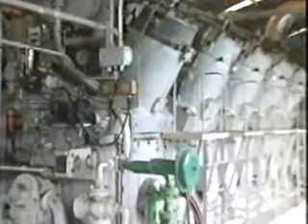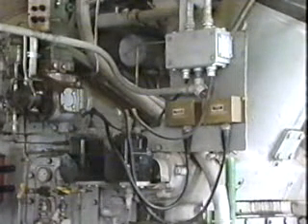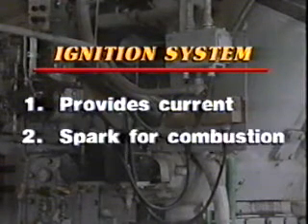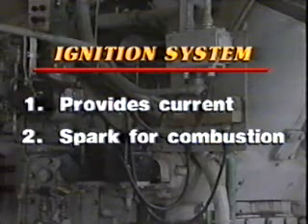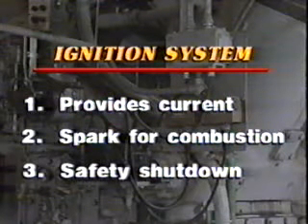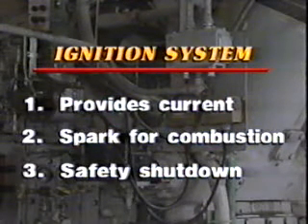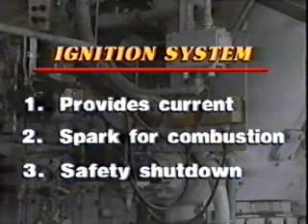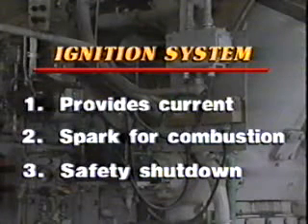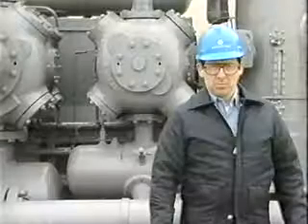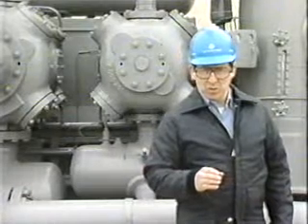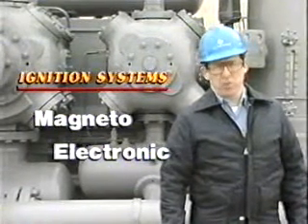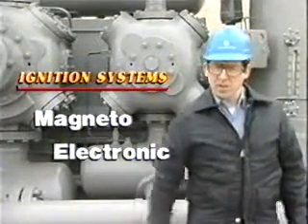The ignition system on a prime mover performs a couple of different functions. First, it provides electric current for ignition. It also gives spark for combustion in prime mover cylinders. Finally, it is an integral part of the safety shutdown of the compressor. When the control system senses an unsafe condition on the compressor package, the ignition system will automatically trigger a shutdown. There are two types of ignition systems, magneto and electronic. Magneto systems are typically found on older compressor packages, while the newer ones have electronic systems.